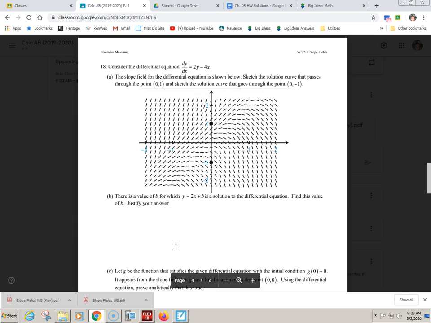Consider the differential equation. You can read part A, and you can look at part B.